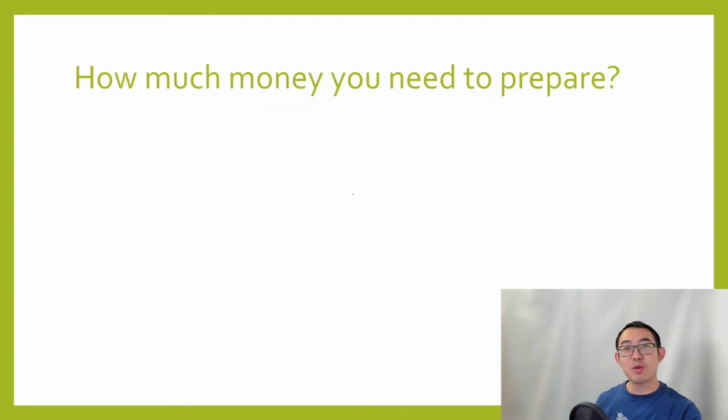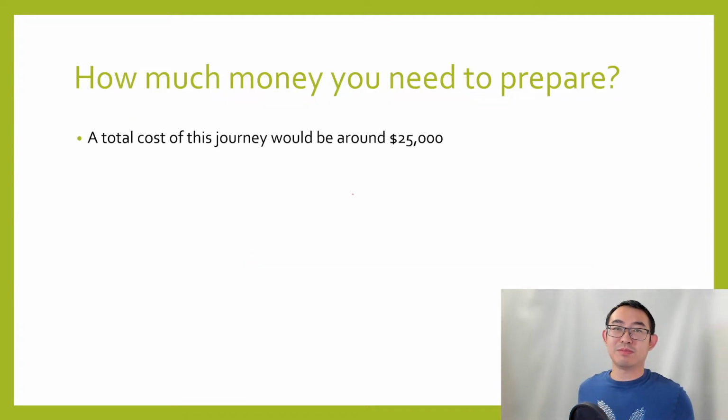Okay, so how much money do you need to prepare? $25,000. That's very simple, right? $25,000 is the average. Of course, it can be a little bit more or a little bit less, but in general it's going to be around $20,000. It really depends. If you stay for unpaid research positions, then you're going to need more money than that.